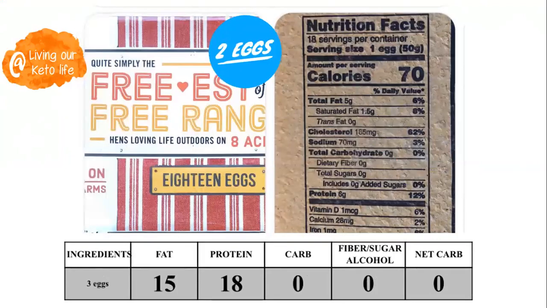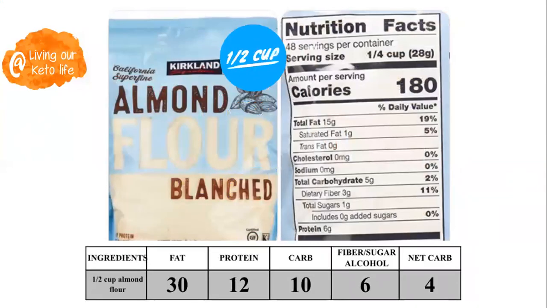My eggs do not have carbs. I know that there's some apps that say eggs have carbs. The particular ones I use do not. And so I know I'm using 3 eggs, which will give me a total of 15 grams of fat and 6 grams of protein and absolutely no carbs.